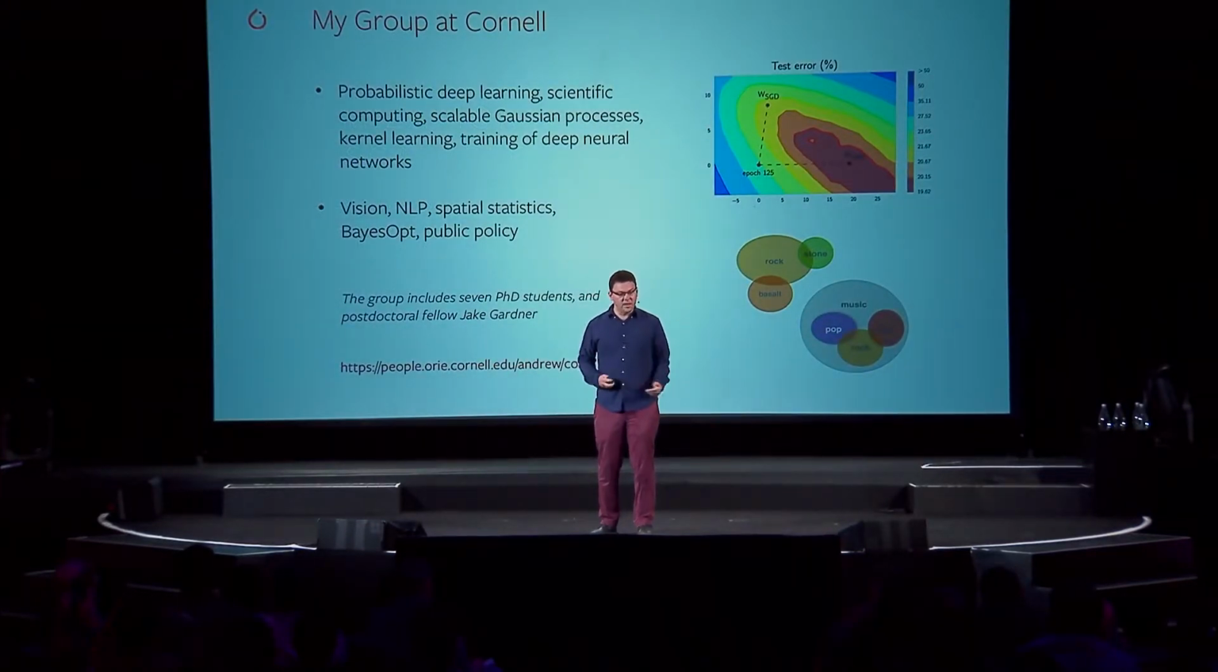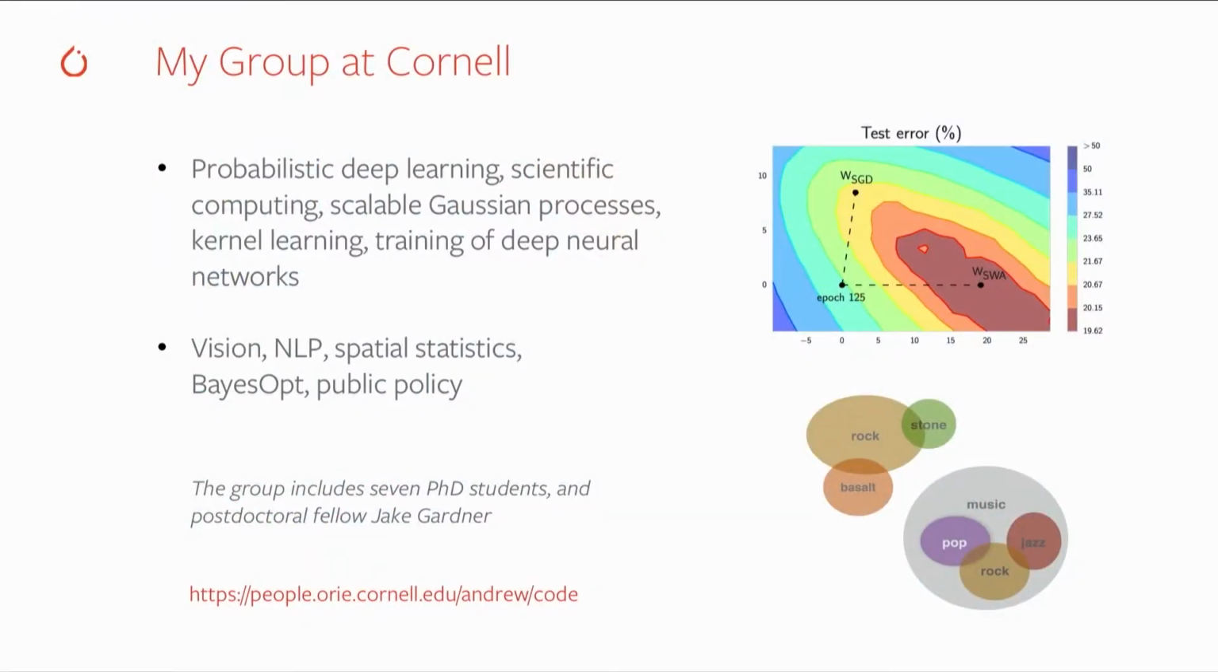My group works in a number of areas, including probabilistic deep learning, scientific computing, scalable Gaussian processes, kernel learning, optimization, training of deep neural nets, and we're excited about all sorts of different applications: vision, NLP, spatial statistics, BayesOpt, public policy, public health. And almost as a lab policy, we release software for essentially all of our projects. I strongly believe in open and reproducible research.